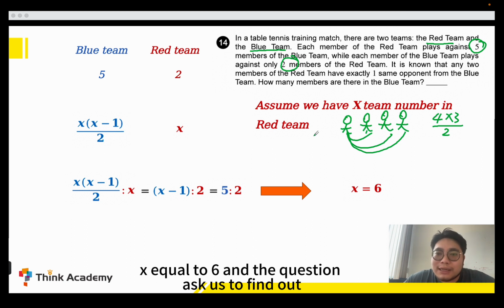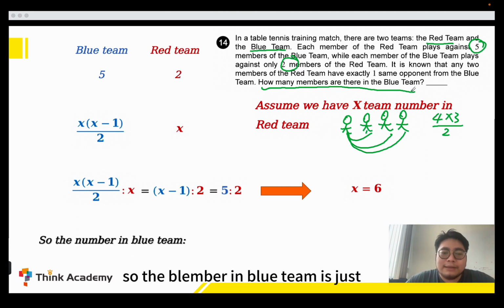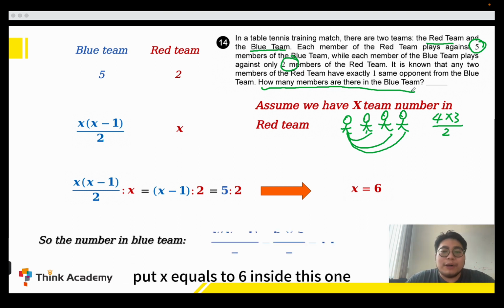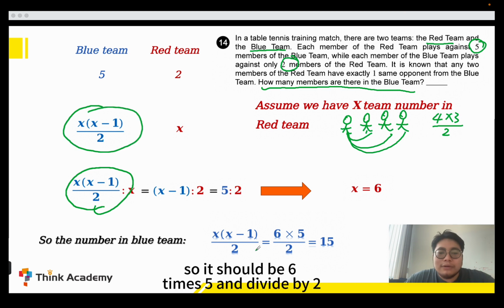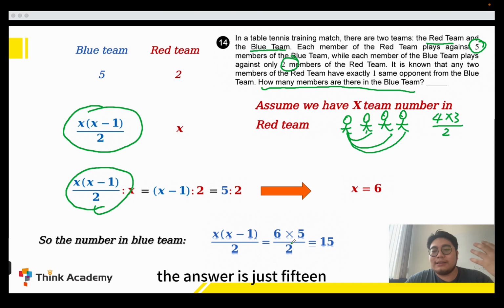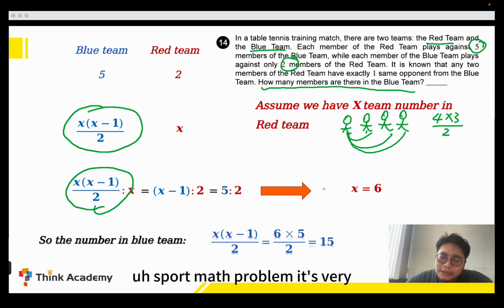And after that, we find out X equals 6. And the question asks us to find out how many members there are in the blue team. So for the members in blue team, we just put X equals to 6 inside this one. So it should be 6 times 5 and divide by 2. The answer is just 15.